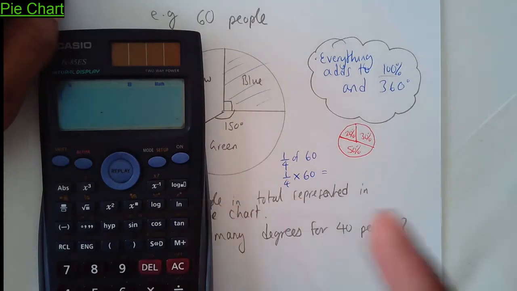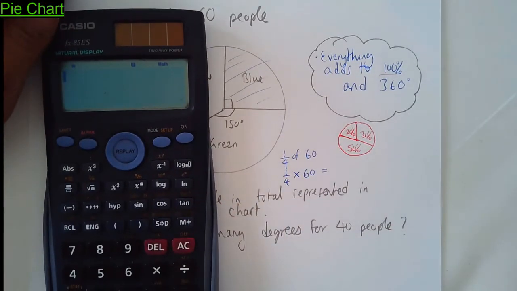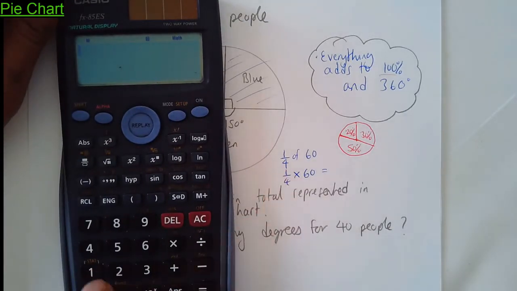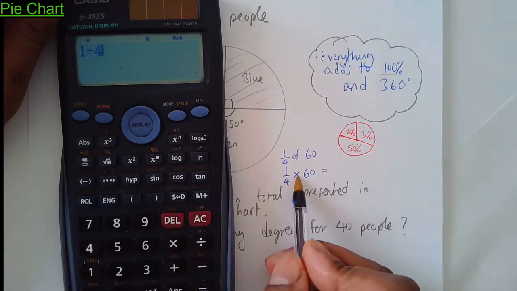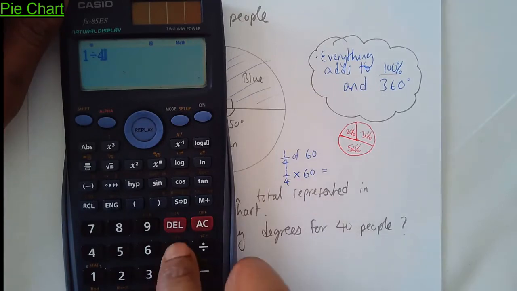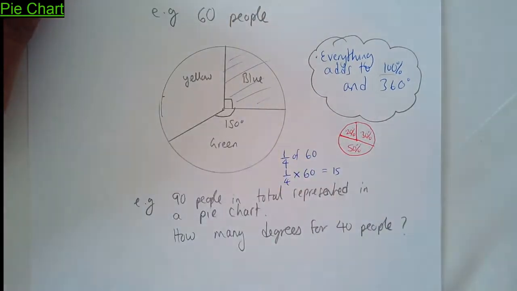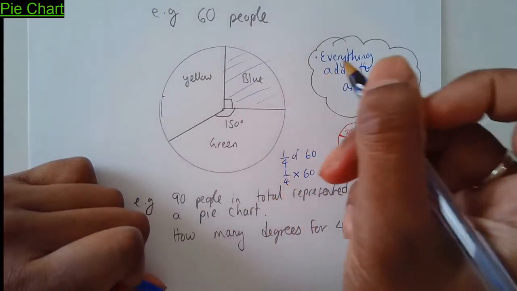Sometimes the fractions are not too easy. So what you can do is, if you've got the fraction button, you can use that. If you haven't got the fraction button, just do this. Quarter is 1 divided by 4, and then times 60. It's 15. Blue is 15. 15 people.